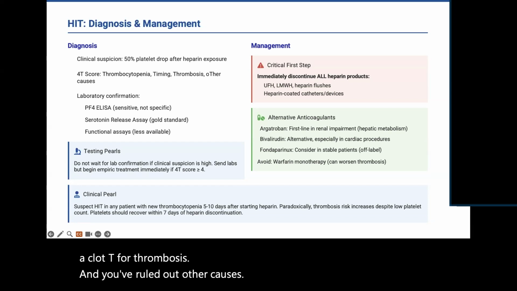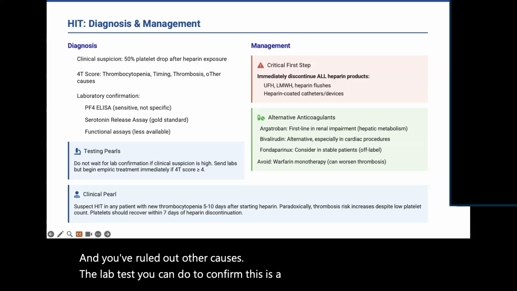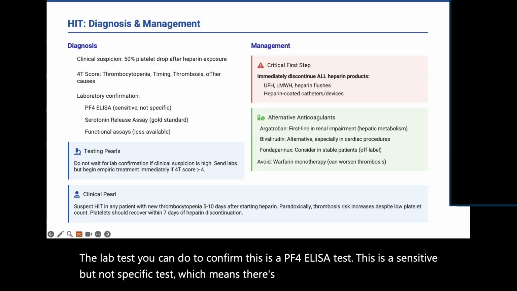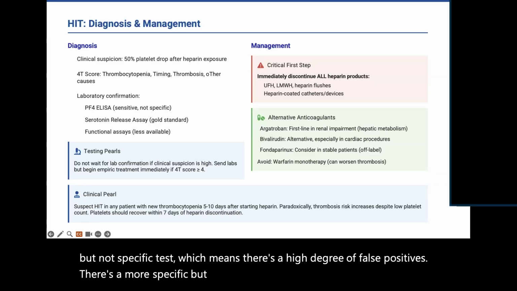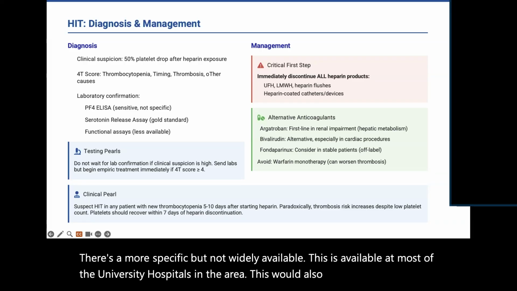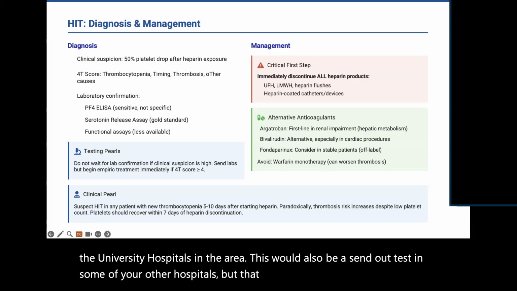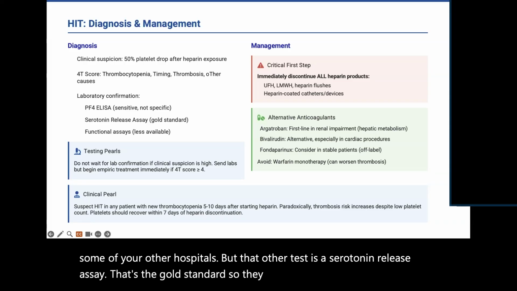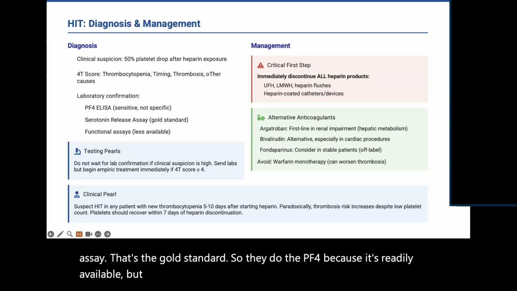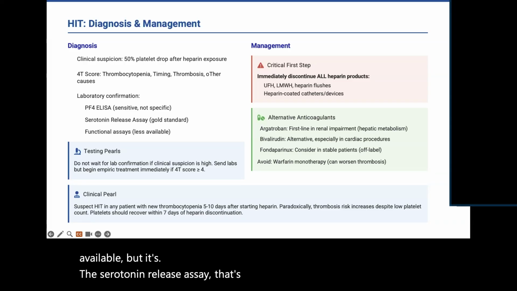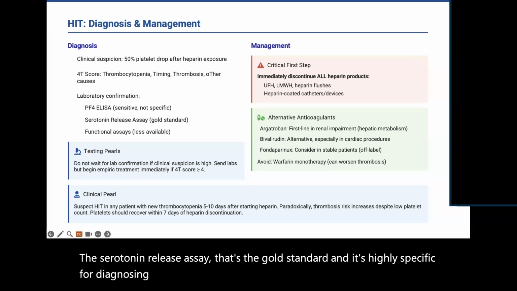The lab test you can do to confirm this is a PF4 ELISA test. This is a sensitive but not specific test, which means there's a high degree of false positives. There's a more specific test but it's not widely available. This is available at most of the university hospitals in the area. This would also be a send-out test in some of your other hospitals. But that other test is a serotonin release assay. That's the gold standard. So they do the PF4 because it's readily available, but it's the serotonin release assay that's the gold standard, and it's highly specific for diagnosing heparin-induced thrombocytopenia.